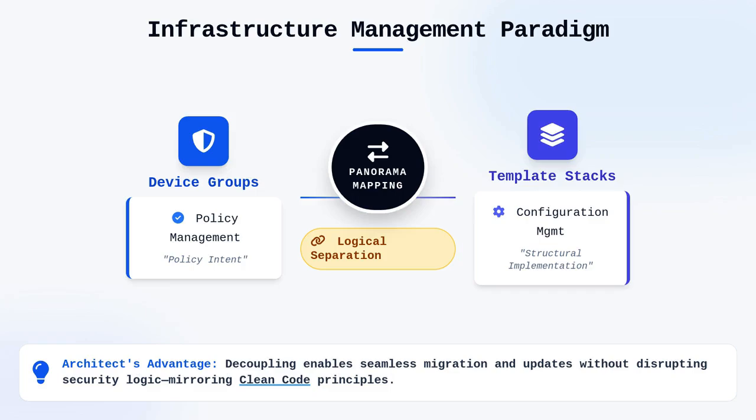This separation of concerns is a powerful architectural pattern that mirrors the best practices of clean code, where we isolate policy intent from structural implementation. By maintaining this decoupling, we gain the ability to migrate devices between groups or update network configurations without accidentally disrupting the security policy logic. Proficiency in this orchestration is exactly what distinguishes a professional-grade architect from an operator.